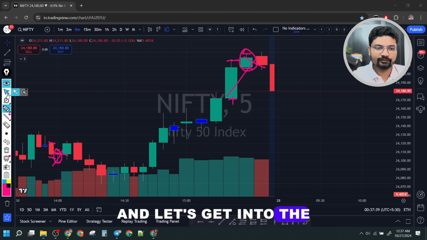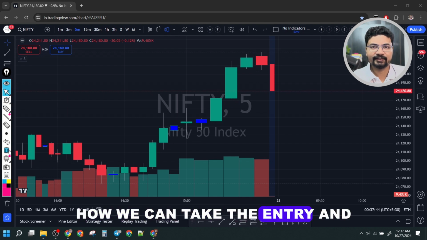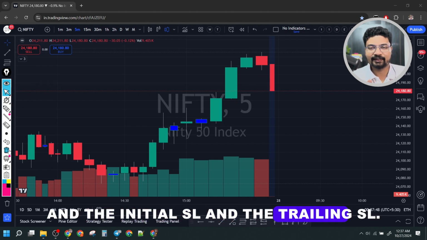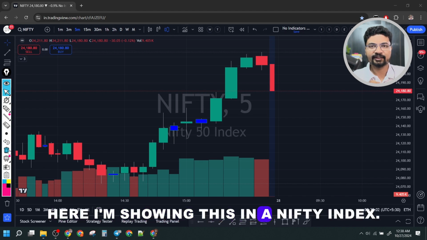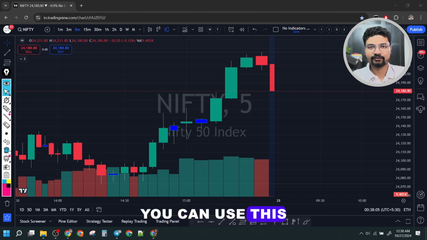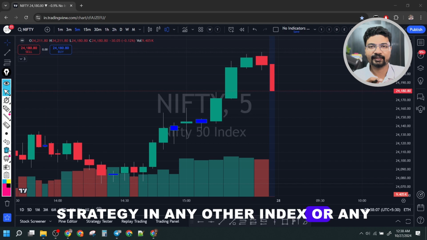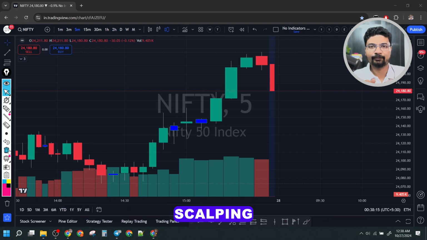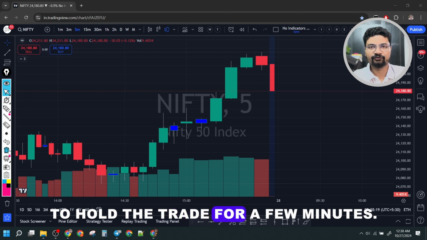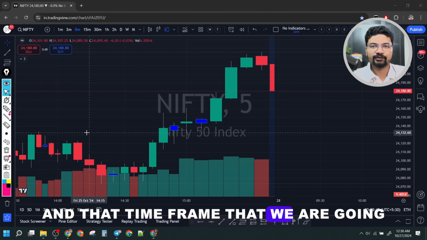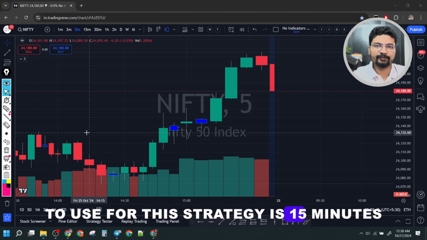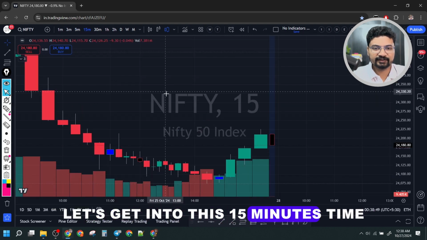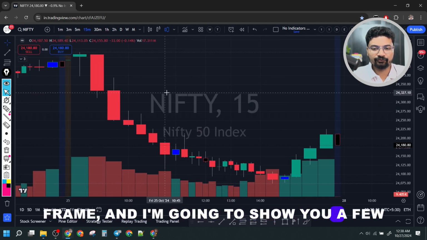And let's get into the strategy, how we can take the entry, take profit, initial SL and a trailing SL. Here I am showing this on the Nifty index. You can use this strategy in any other index or any other stock, just for scalping, to hold the trade for a few minutes. The time frame that we are going to use for this strategy is the 15 minute time frame to identify the inside bar. Let's get into this 15 minute time frame, and I am going to show you a few examples.